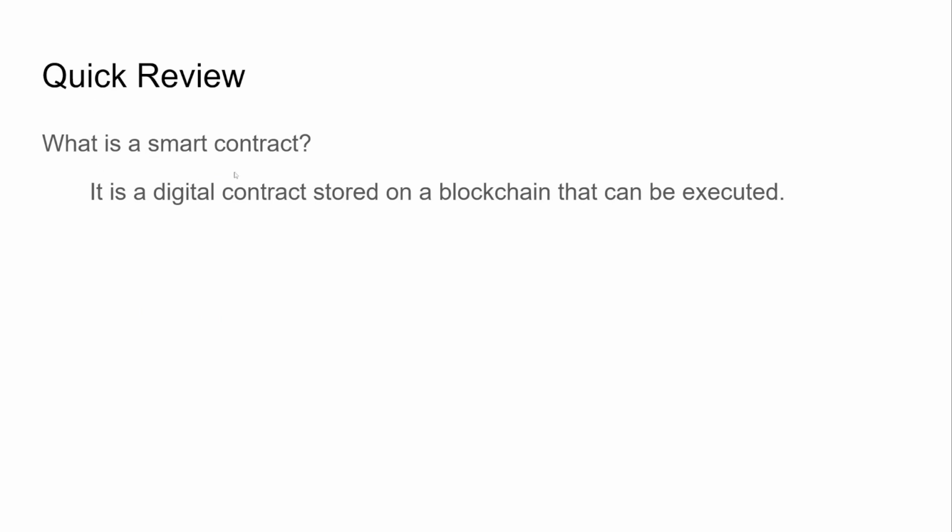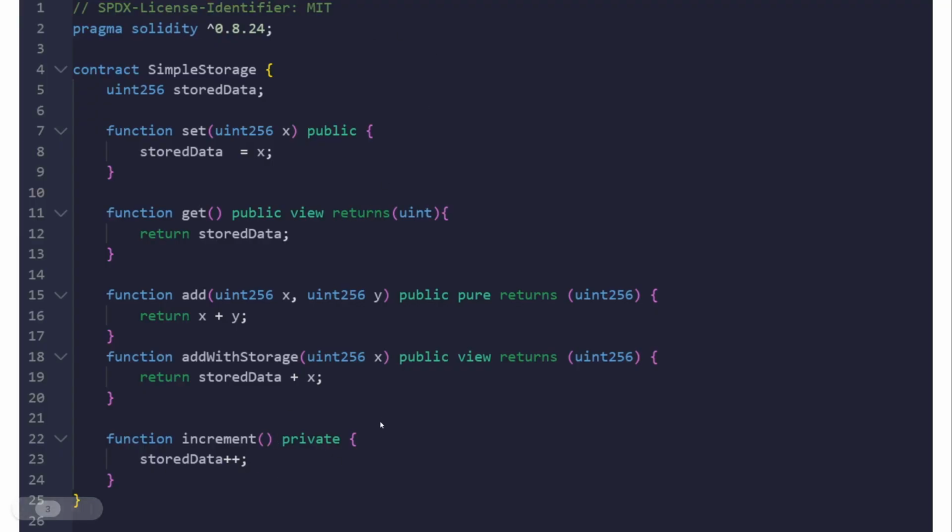A smart contract is a digital contract stored on a blockchain that can be executed. So this is what a very simple one looks like. It's basically like most programming languages. You have functions. So at the very top, we'll just go through it from the top to the bottom.